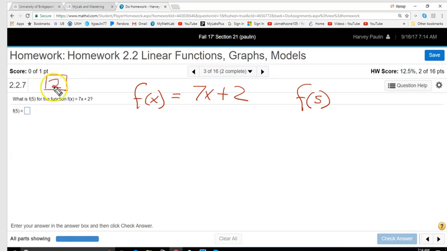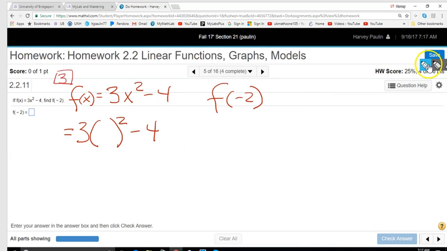Now, in example 2, again, you're going to put a box around it. Write this down. This is in function notation, where we're saying the function of x is this rule. Now, what would it be when we put a 5 for the x? Well, we just do a simple substitution. And we get 35 plus 2 is 37. All right, let's go on.